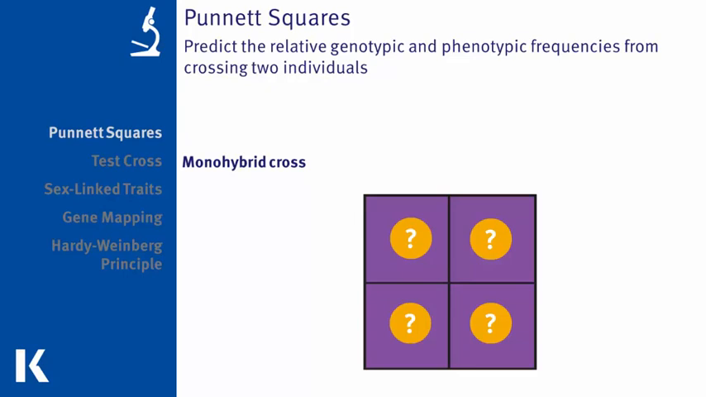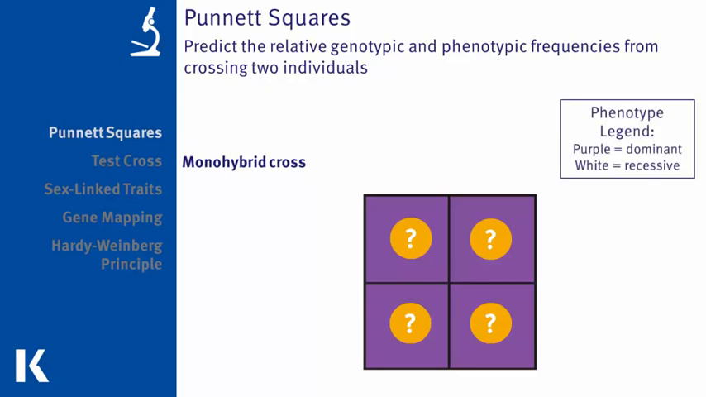So we start by making a 2x2 Punnett square, since we will be analyzing all of the different combinations of one of the two alleles from each parent. We'll use Mendel's purple and white flower example to make this square, where the dominant allele is for purple color and the recessive allele is for white color.